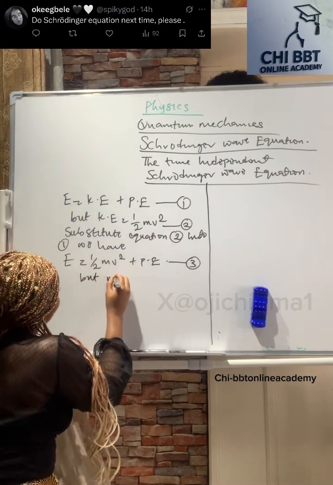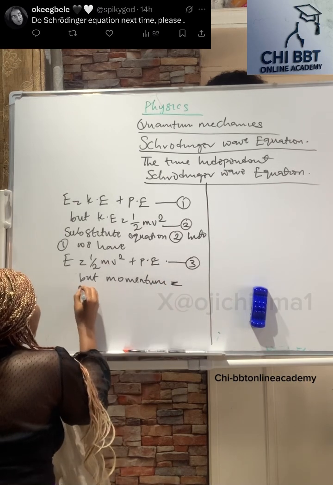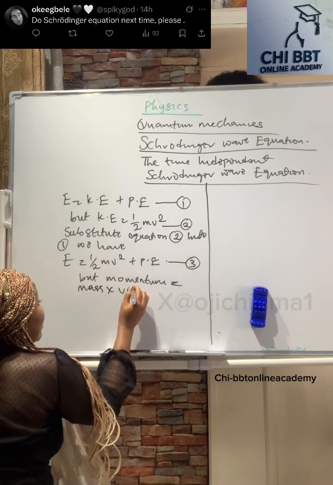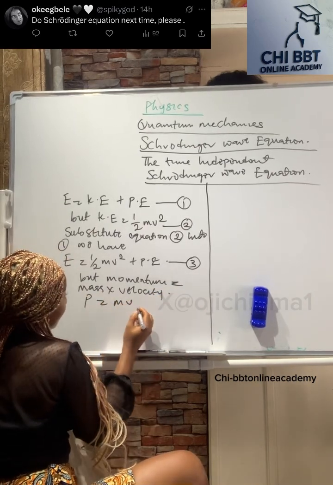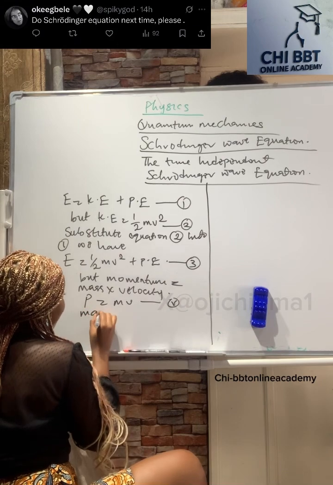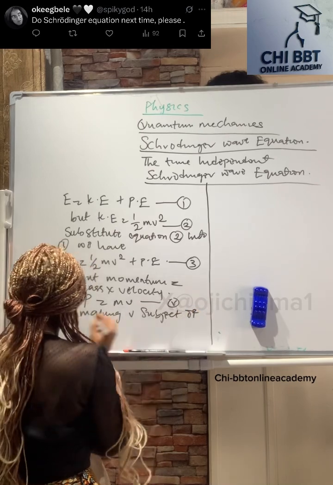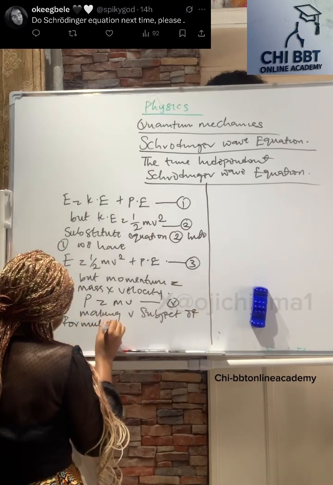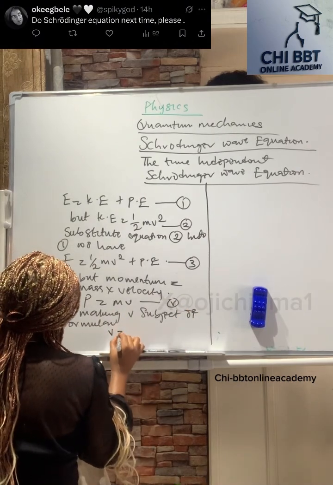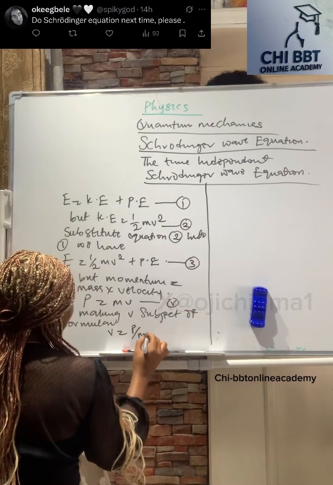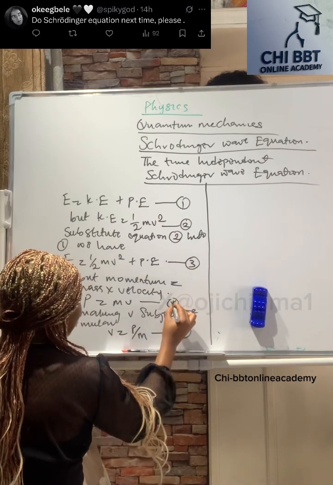But momentum equals mass times velocity. We have P for momentum equals mv, equation 4, making V subject of formula. Guys, you know I don't teach with books, so correct me if I'm wrong anywhere. So we have V equals P over M, this is equation 5, or this is equation 4.